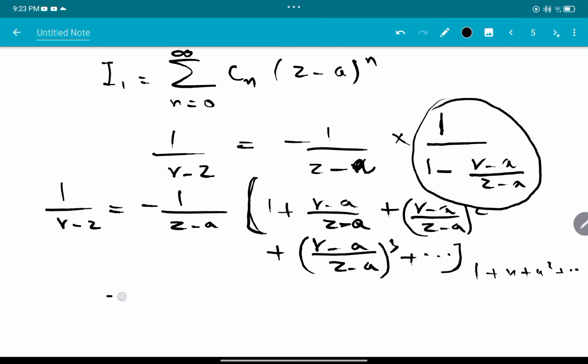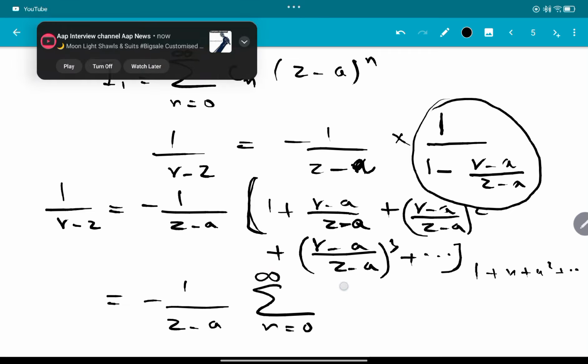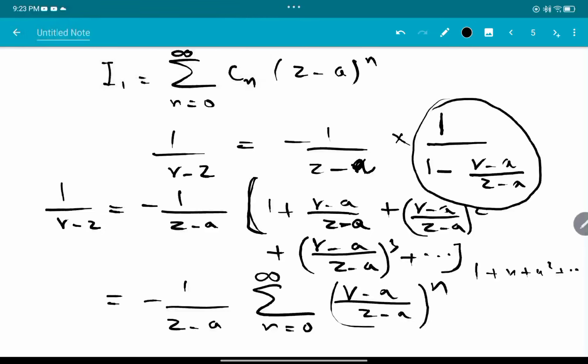Okay, we can write 1 by Z minus A, and this can be written as a power series. Yes, of course, we can write it as the sum from n equal to 0 to infinity, as we did in the previous case. Inside we have gamma minus A divided by Z minus A raised to n. So that is the value of 1 by gamma minus Z.